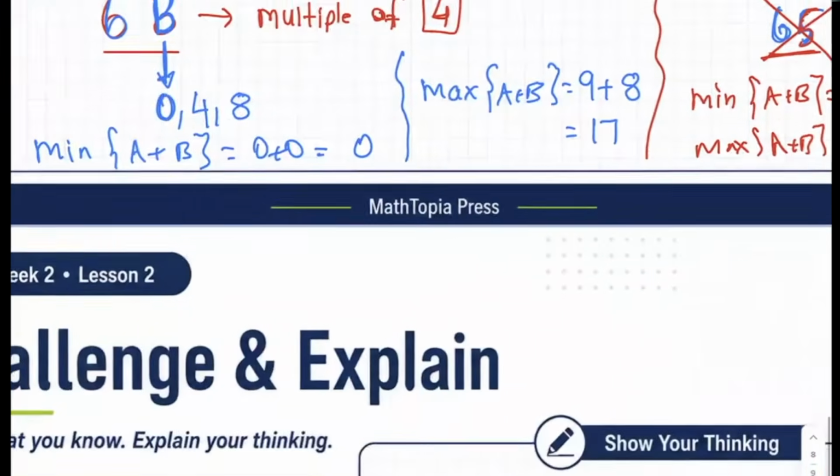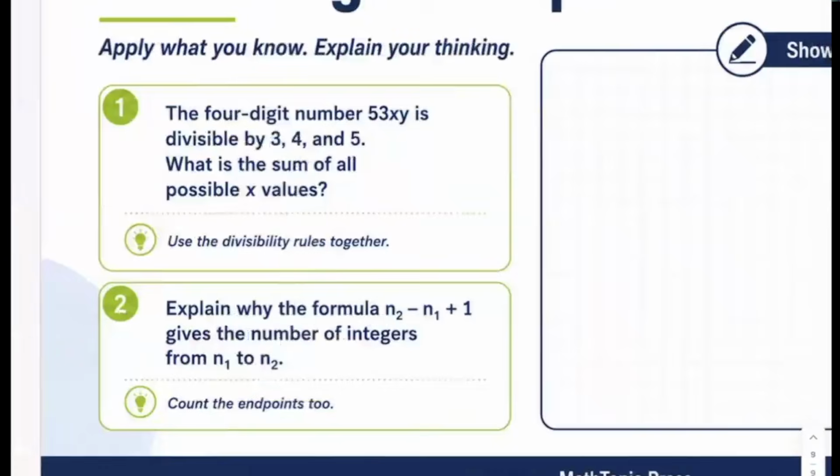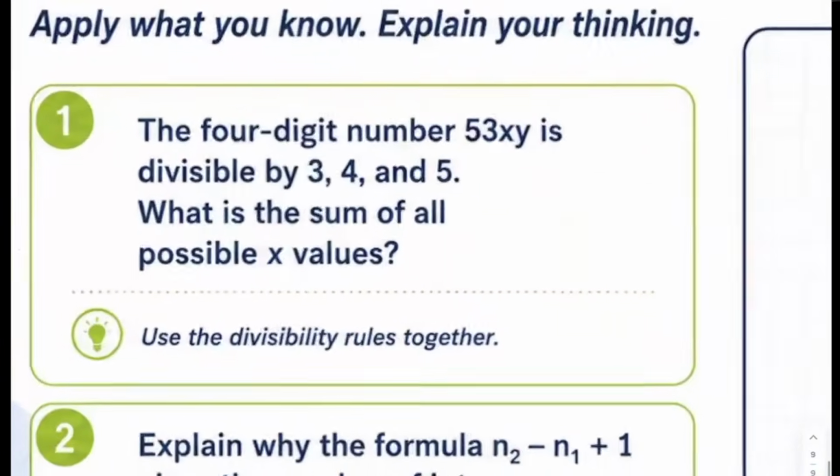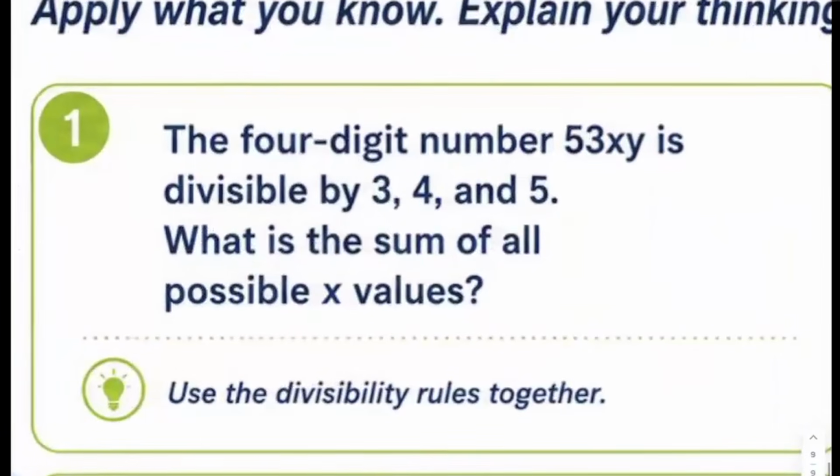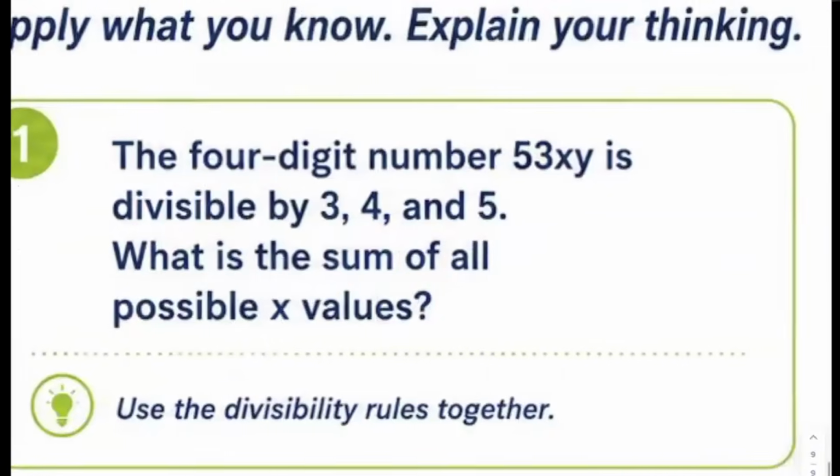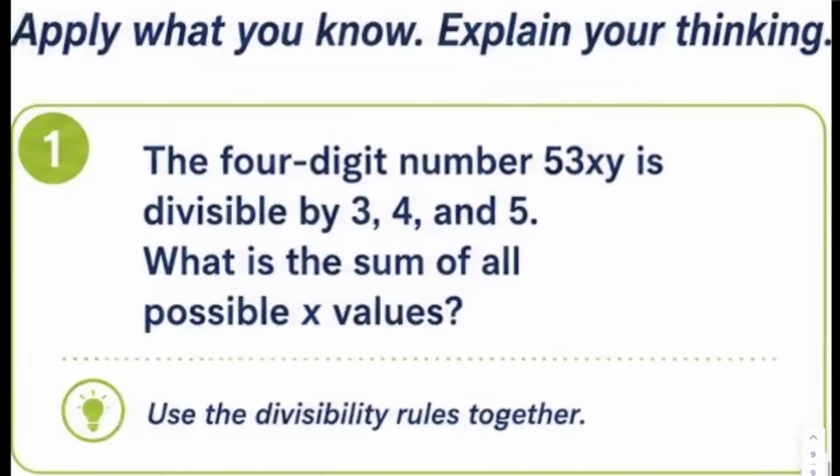Okay. Great. Well, now let's take a look at another interesting one. The 4-digit number is divisible by 3, 4, and 5. So we are going to find the sum of all possible X values. So again, where's a good starting point?